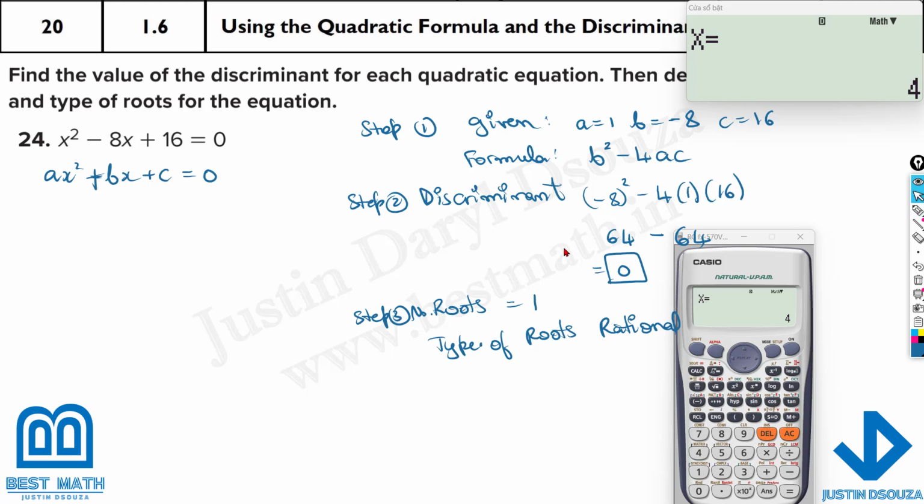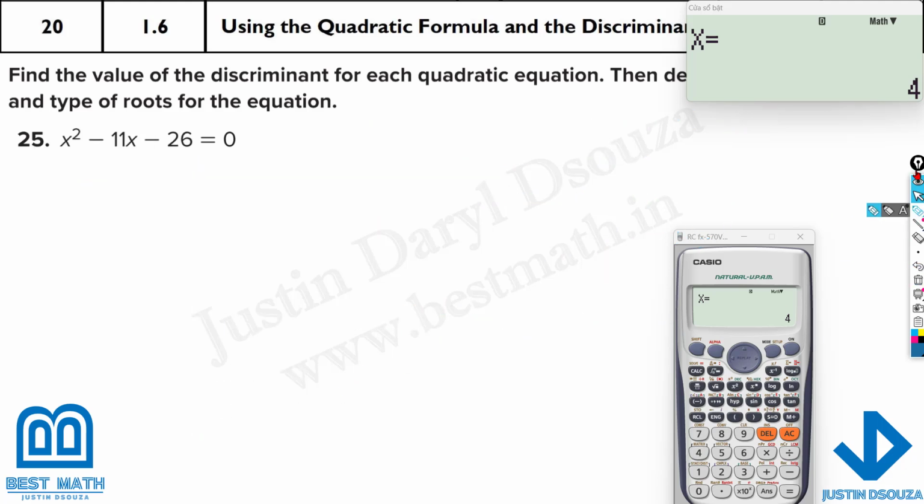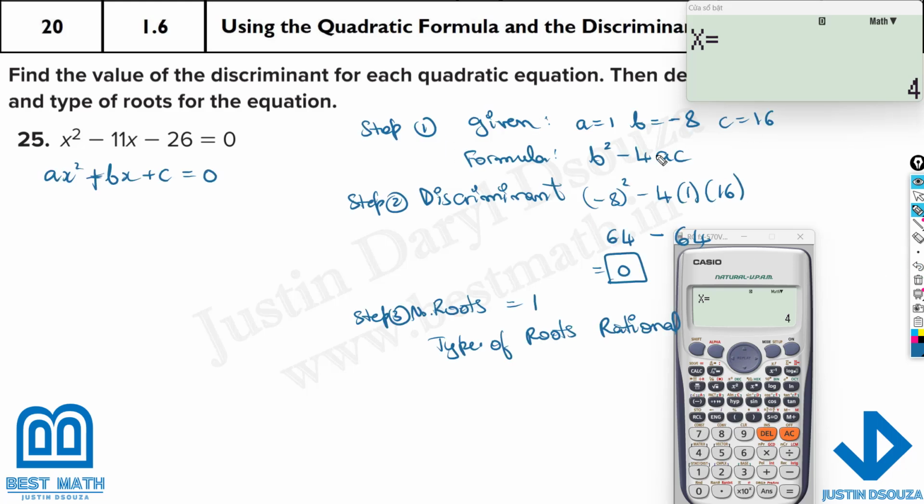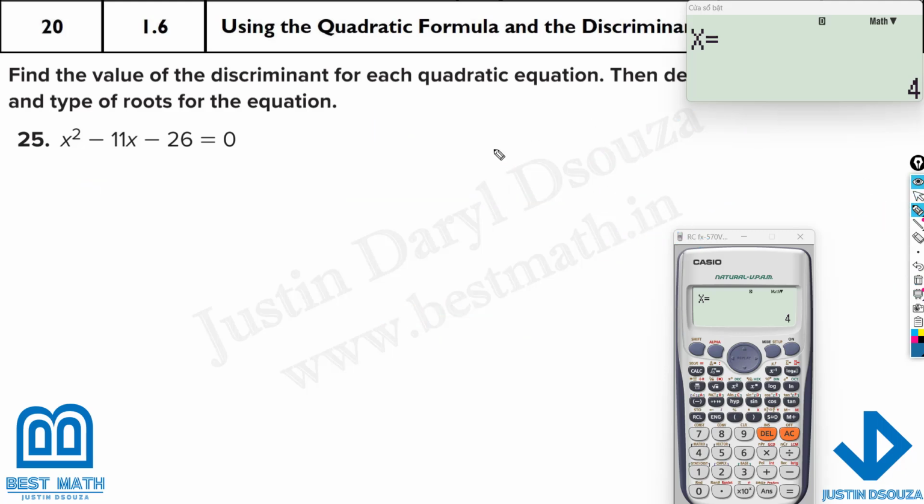So here, let's look into some other problems. What about this one? I'm going to write quickly. I'm not going to write in details. I'm not going to write steps and everything. I'll just write the a, b, c, formula, substitution, and the final answer only. So here you can see the a value is 1, b value is minus 11, and c value is minus 26. So the formula is b squared minus 4 times ac.